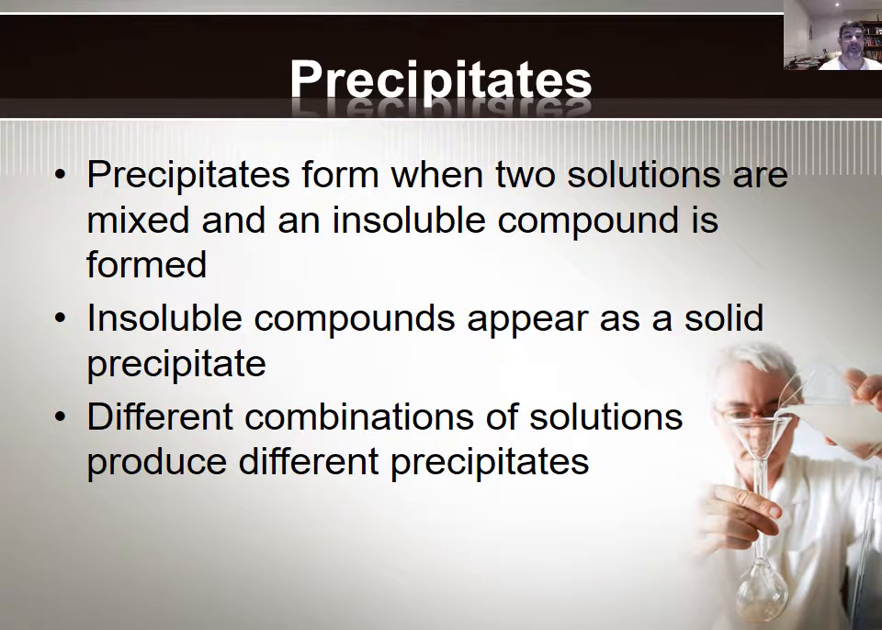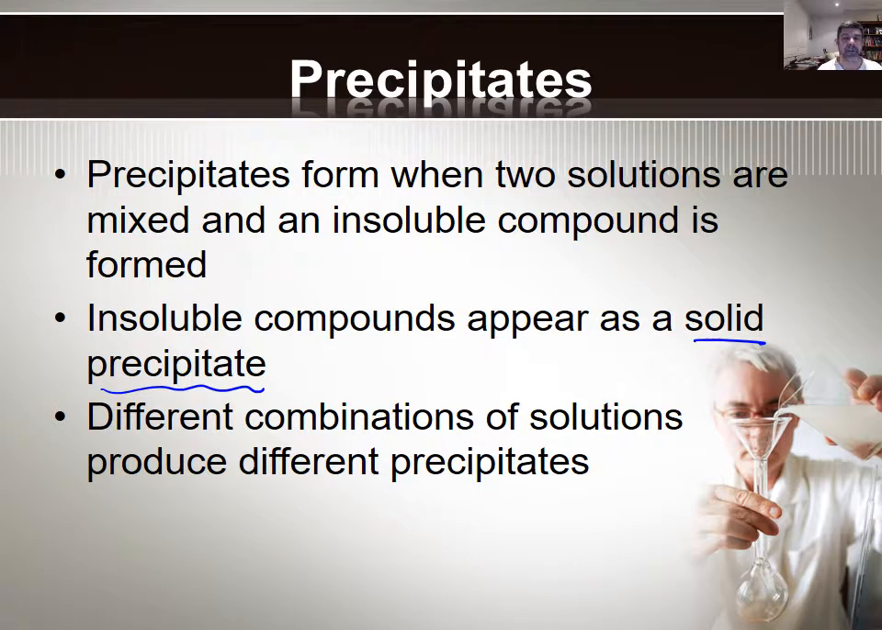So first of all, what are precipitates? Well, precipitates are substances which form when two solutions are mixed and an insoluble compound comes out of the solution. So one of those combinations forms an insoluble substance, and of course being insoluble, it will have to come out of the solution. And it does so as a solid substance, which we call a precipitate.